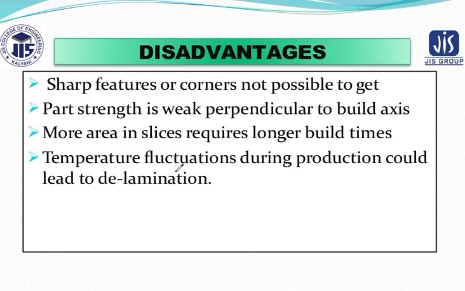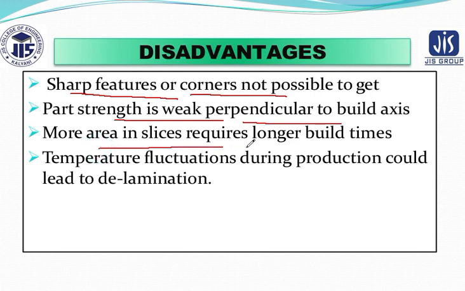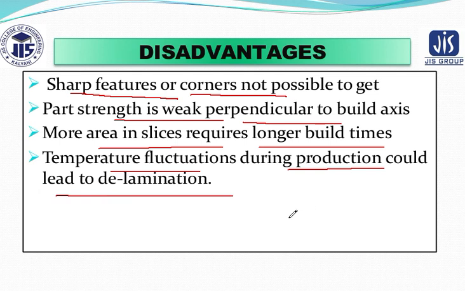Next, sharp features or corners are not possible to get, because the material gets deposited here and solidifies with shrinkage in different ratios. Part strength is weak perpendicular to the build axis. More area in a slice is required for long build time, and there is temperature fluctuation during production which could lead to delamination.